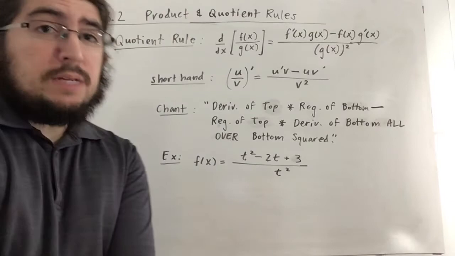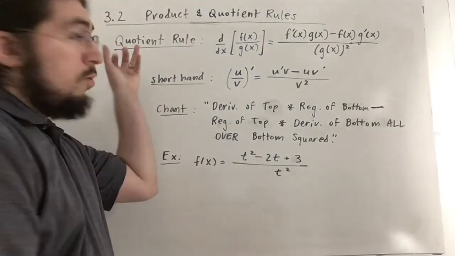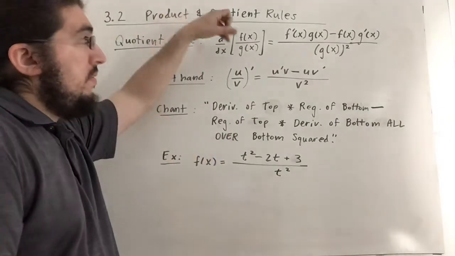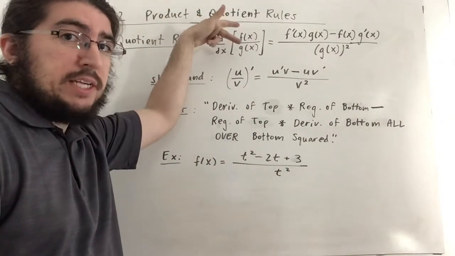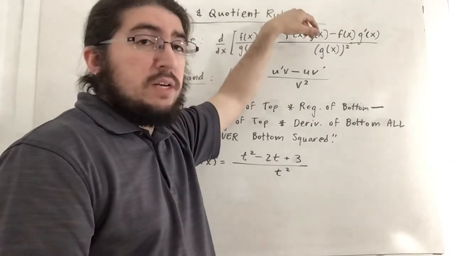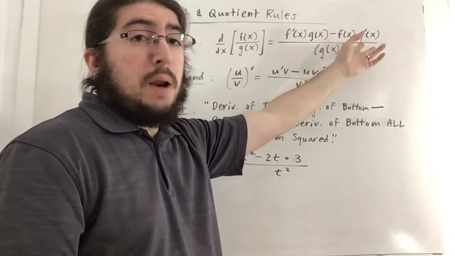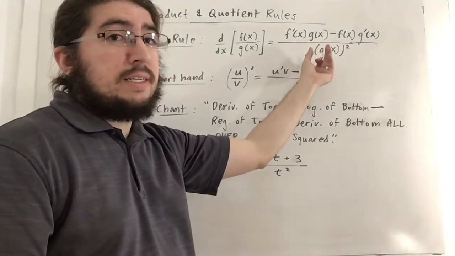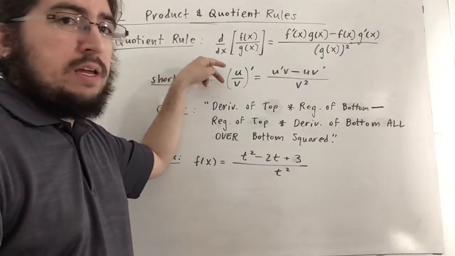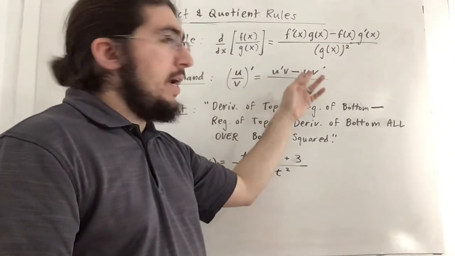Okay, so now, very similar to what we saw in the product rule, we'll see with the quotient rule. The derivative of a quotient of two functions, a fraction of two functions, one divided by the other, is f prime of x times g of x minus f of x times g prime of x, all divided by g of x squared. The shorthand notation is u over v, all prime, is u prime v minus u v prime, all over v squared.